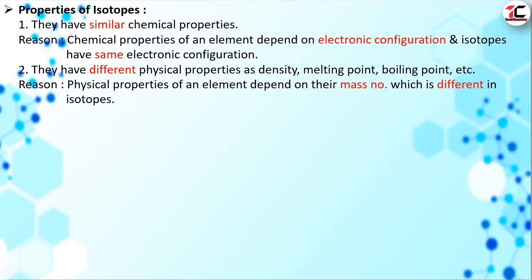Second property, they have different physical properties such as density, melting point, boiling point. What is the reason behind it? Physical properties of an element depend on their mass number, and isotopes have different mass numbers. That's why their physical properties are different.